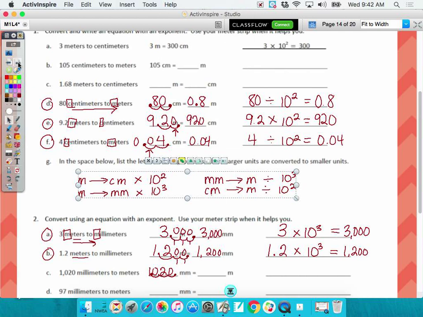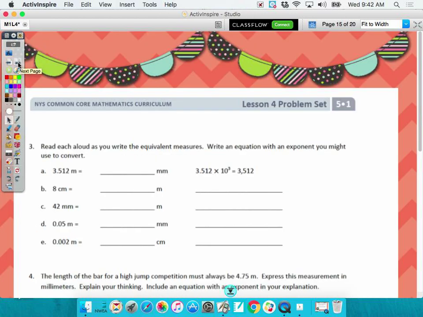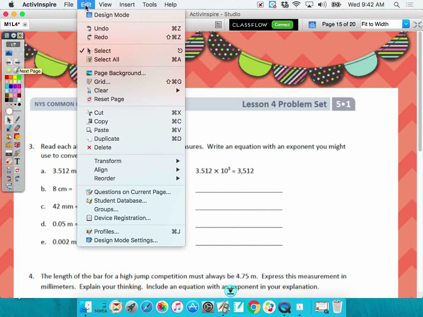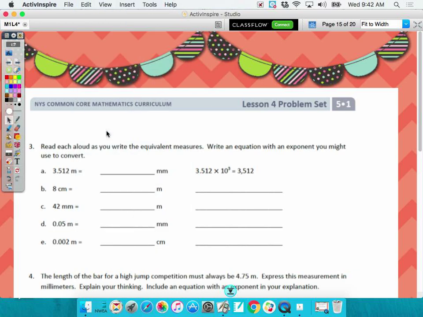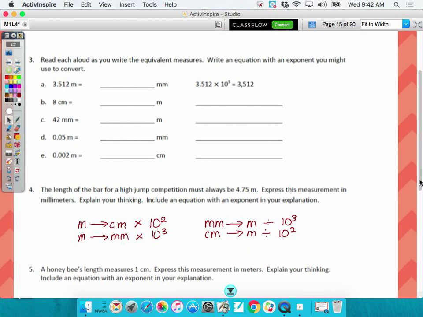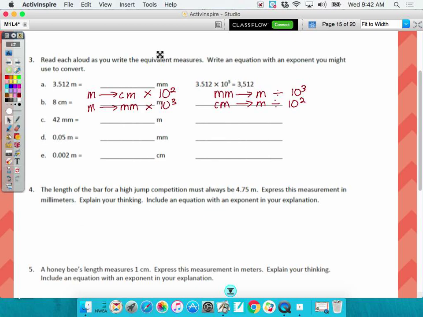Copy. Isn't technology a wonderful thing? Yeah. There it is. What do you want to be?